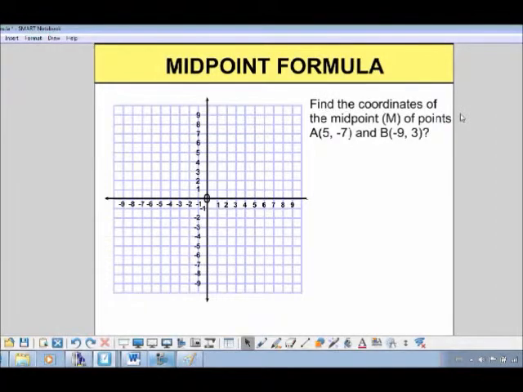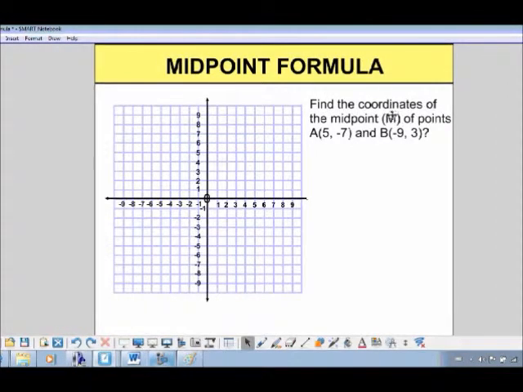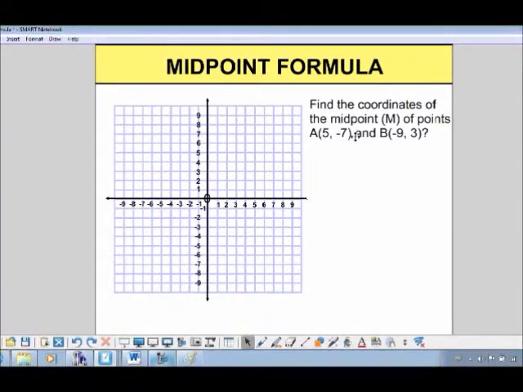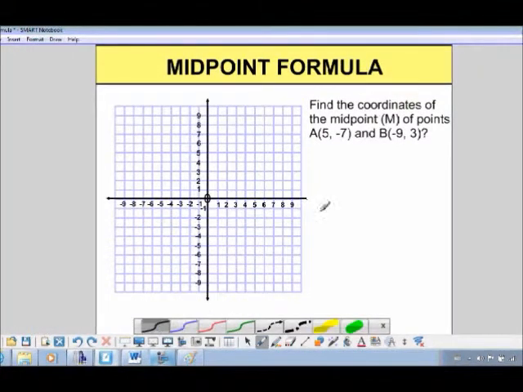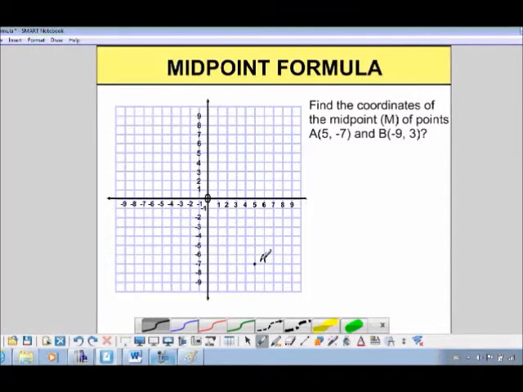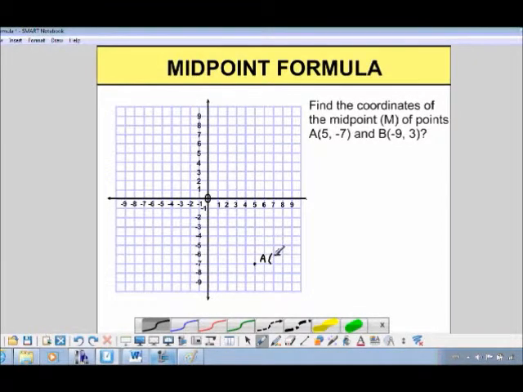So we want to find the coordinates of the midpoint, which we'll call point M, of points A, which has coordinates of 5 and -7, and B, which has coordinates of -9 and 3. So I'm going to start by plotting those 2 points. So 5, -7. So point A is going to be right here. And I'm going to label it as well. It makes it a little bit easier as we go through.